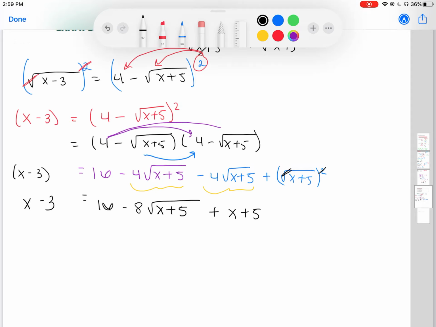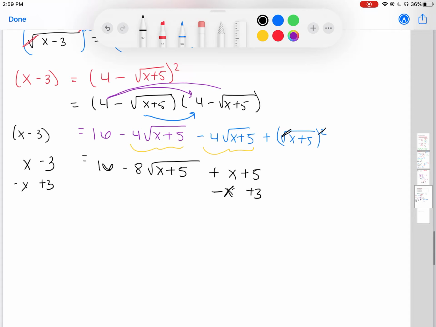Okay, let's go ahead and set it equal to 0. So I have minus x plus 3, plus 3, and we're left with 0 is equal to 16 minus 8 square root of x plus 5. Positive x minus x, that's gone. And 5 plus 3 is 8. Now I can add these up, right? 16 plus 8 gives us 24. Minus 8 square root of x plus 5.